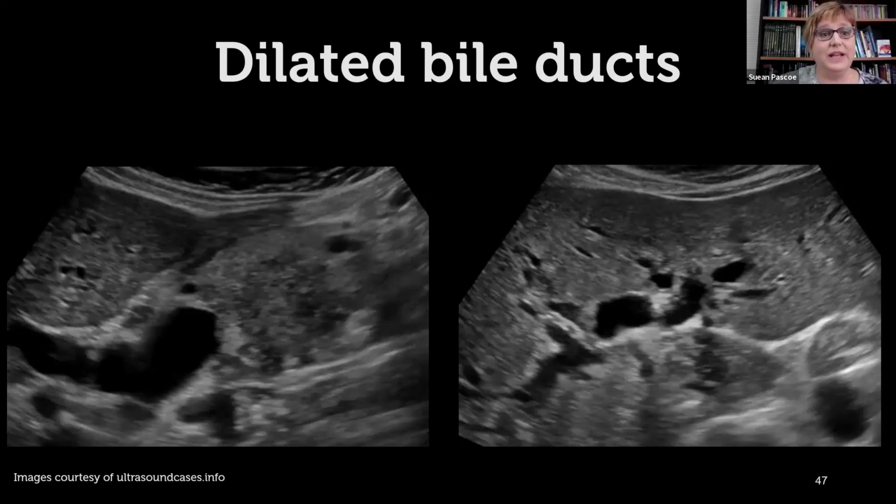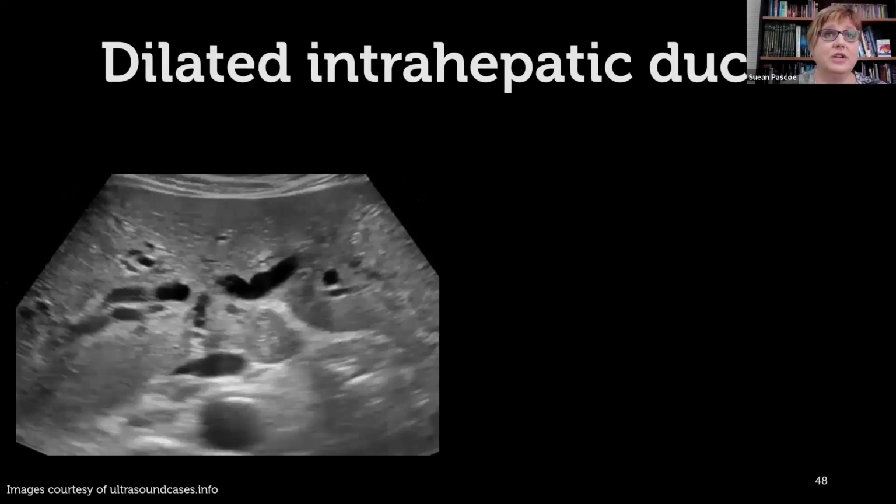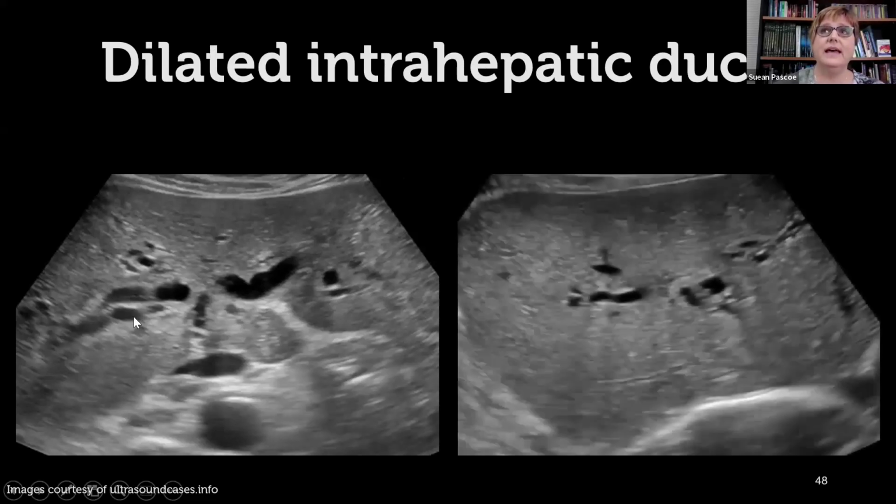But if it is really dilated, as you can see in this example, it becomes really clear what it is. But it can also be really confusing because is it a big vessel or not? So then you need to really know your anatomy and trace that back, put the colour on, make sure there's no colour flow in that structure. And here we have the dilated intrahepatic ducts, and they talk about the double barrel shotgun sign here. We can see that in the right lobe of the liver, where we've got really dilated ducts.